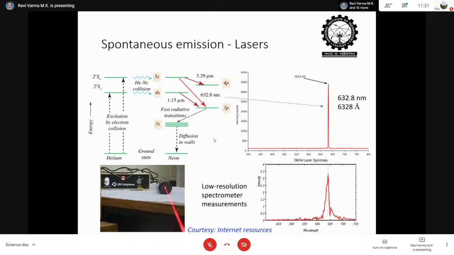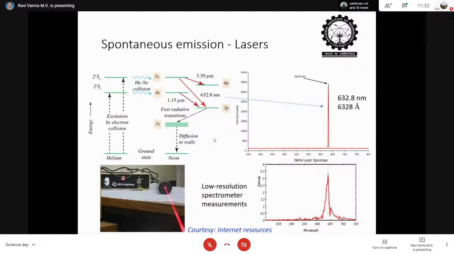So particularly interesting here is 632.8 nanometer. That is the red. The nanometer is the wavelength of the light in nanometers. Sometimes we specify the wavelength of the light in angstrom units. That is 10 to the power of minus 10 meter, and a nanometer is 10 to the power of minus 9 meter. Okay. So 6,328 angstrom or 632.8 nanometer is the emission wavelength.